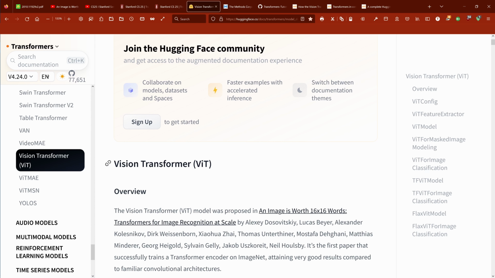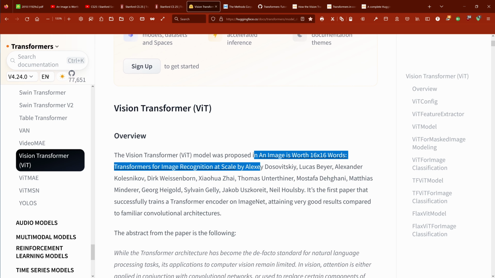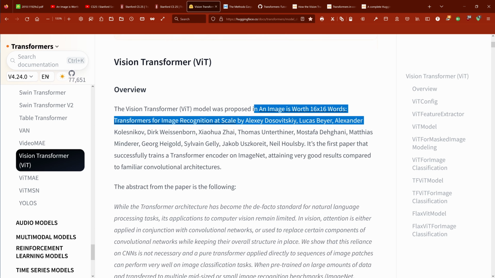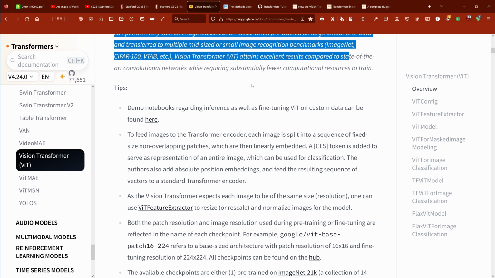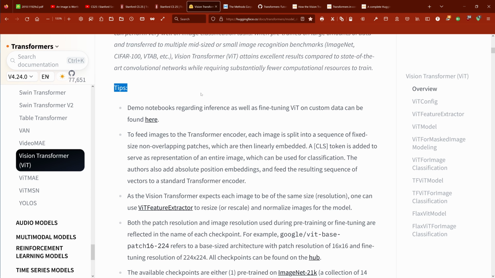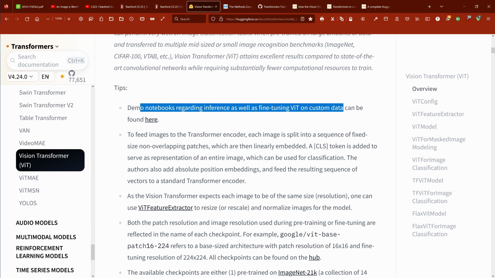Great. So vision transformers. Now I learn about vision transformers. So again, I have here the original paper. It always starts with a preprint on arXiv somewhere, and then there's the abstract of the paper. We just went through this. And then this is nice. Sometimes they have tips and they tell you what they have learned since the first paper came out. So this is great. Have a look at this: demo notebooks regarding inference as well as fine-tuning vision transformers on custom data can be found here.